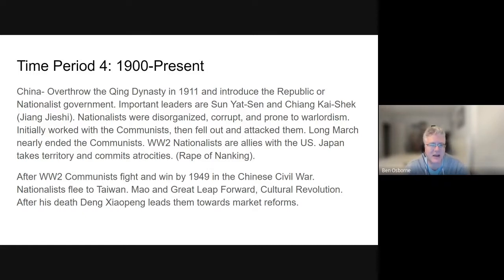But he is going to die a little bit early, and then his mantle will be passed over to Chiang Kai-shek, who is also known as Jiang Jieshi. This guy, on the other hand, is not as big of a fan of the communists. He doesn't really want them in their group. And so that will cause some problems between the two of them.